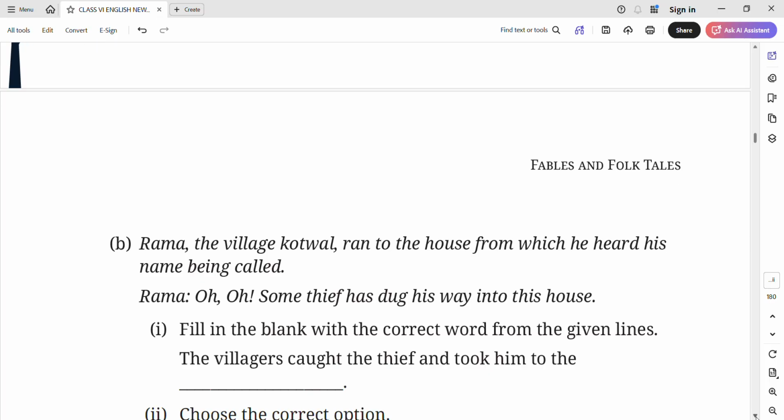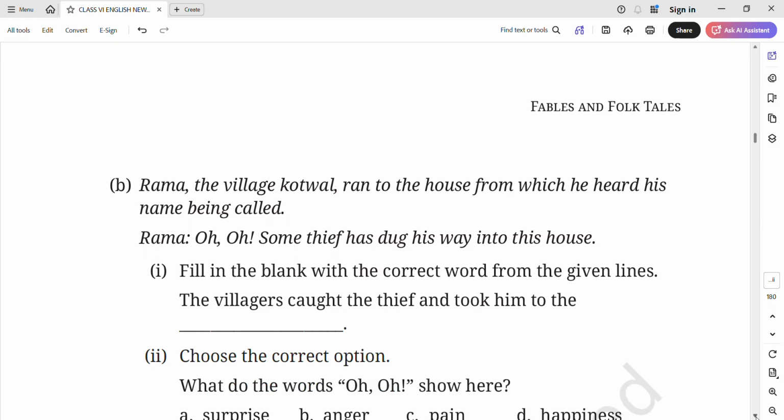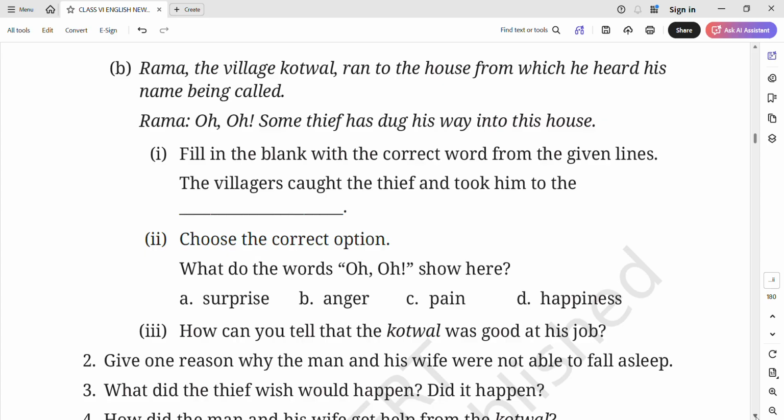Now question number 2, that is Rama, the village Kotwal, ran to the house from which he heard his name being called. Rama. Oh, oh, some thief has dug his way into the house.